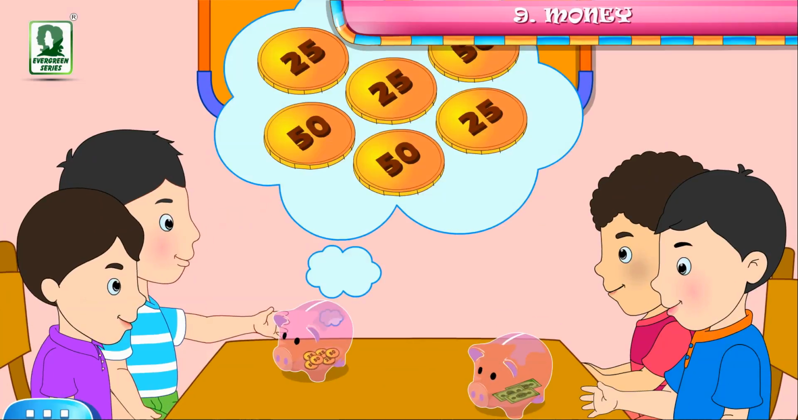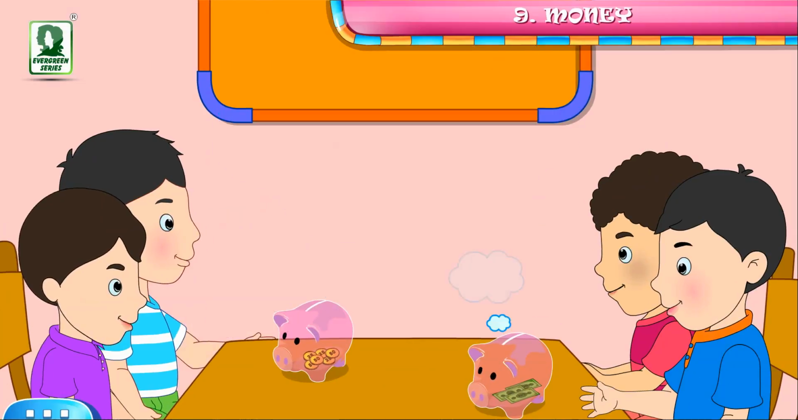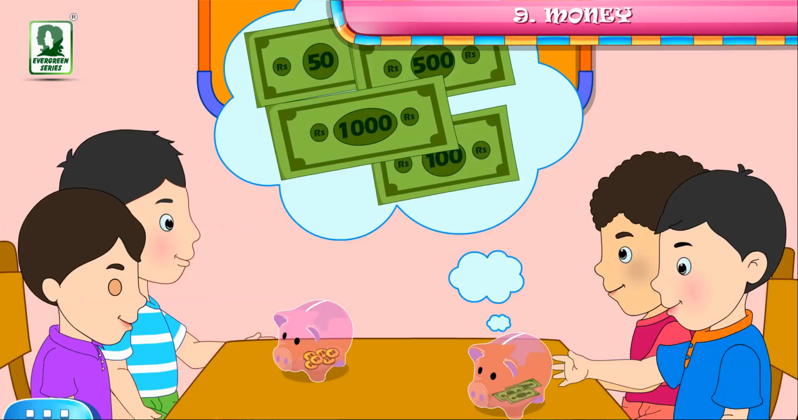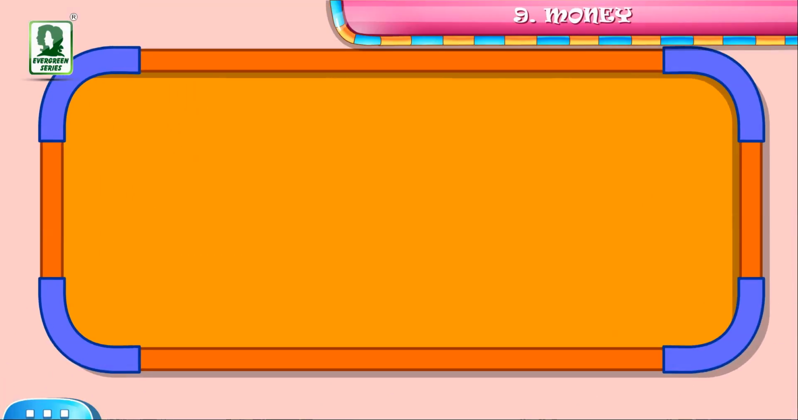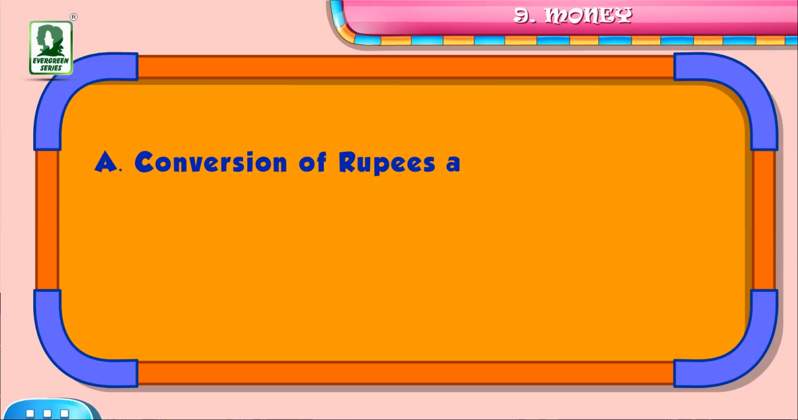Rupees. How will rupee be converted into paisa? A conversion of rupees and paise into paise.